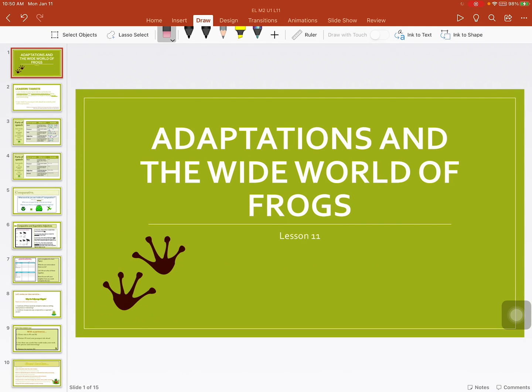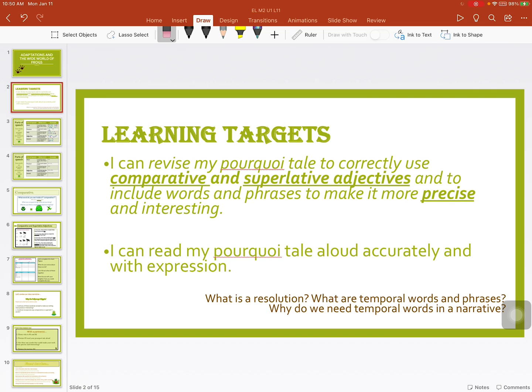Adaptations in the Wide World of Frogs, Lesson 11. Learning targets. Read these along with me. I can revise my porpoise tale to correctly use comparative and superlative adjectives and to include words and phrases to make it more precise and interesting. I can read my porpoise tale aloud, accurately, and with expression.